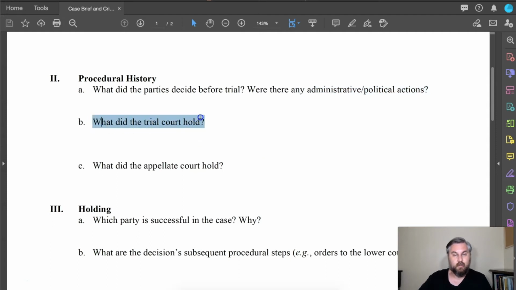Then you want to look at the trial court. What did the trial court decide? What was the kind of evidence that got brought in? Who won at the trial court?